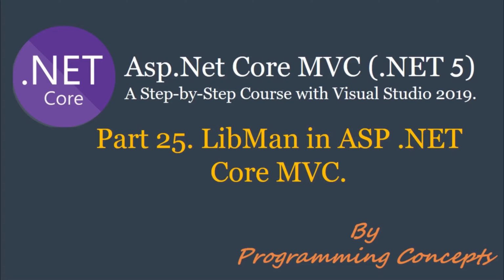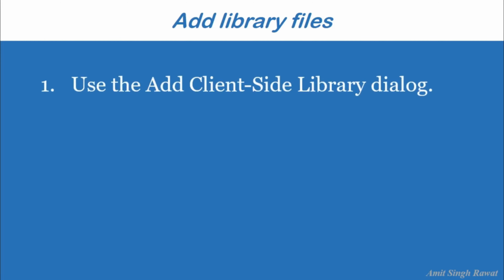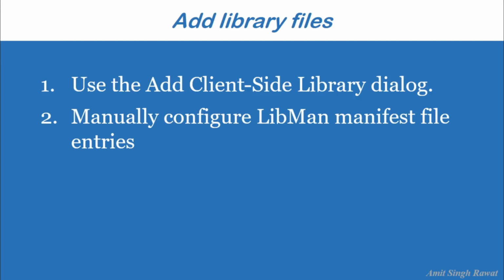Libman stands for Library Manager, which can be used to add library files like Bootstrap, jQuery, etc. in an ASP.NET Core project. So how can we add library files using Libman? We can do it in two ways. First, use the Add Client-Side Library dialog, and the second is to manually configure Libman manifest file entries. Let's use both the methods.